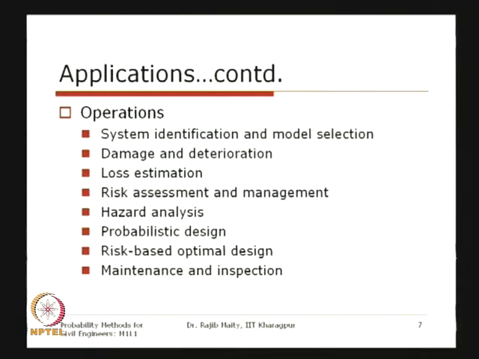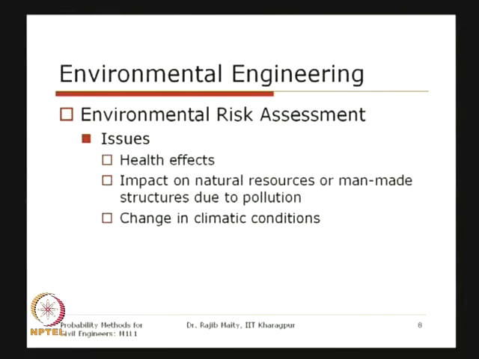Then risk-based optimal design and the maintenance and inspection of any kind of civil engineering structure that you can think of. So these are the operations where I can use the probability method, different probability methods. So to start with the environmental engineering, the environmental risk assessment is one of the most important issues where we need the different probabilistic methods.